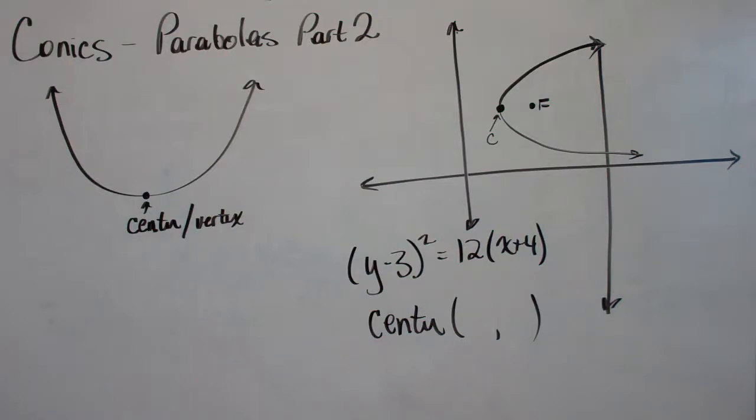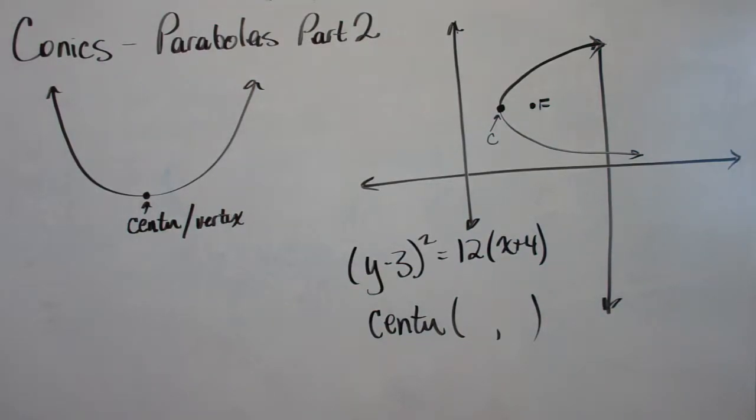Alright, so just like ellipses, circles, and hyperbolas, parabolas also have a center point, which is often called the vertex. In a parabola that opens up, it's the lowest point. In a parabola that opens down, it's the highest point. In a parabola that opens to the left, it's the rightmost point. And in a parabola that opens to the right, it's the leftmost point.